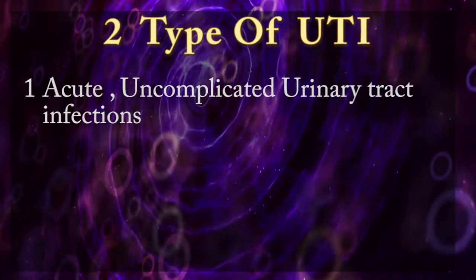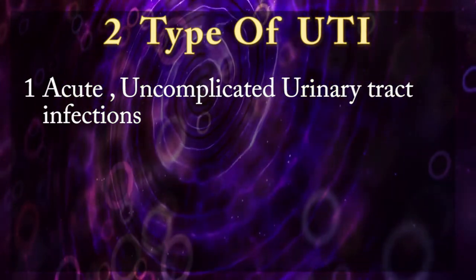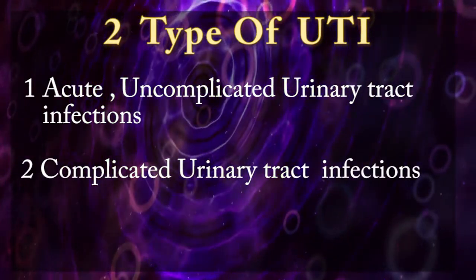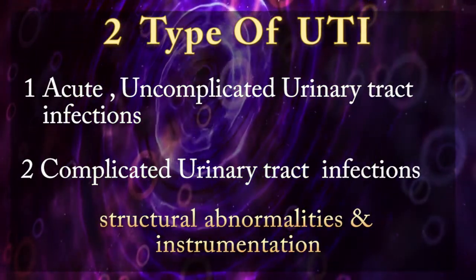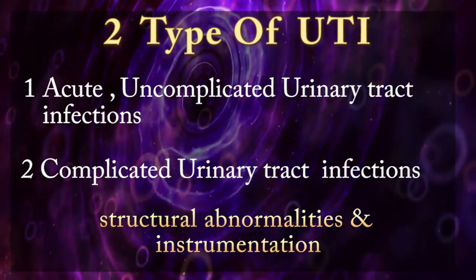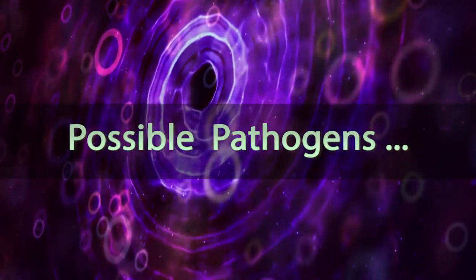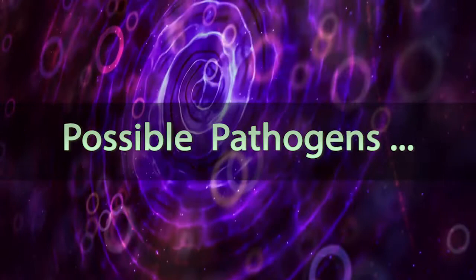They are acute uncomplicated urinary tract infection and complicated urinary tract infections. Complicated urinary tract infection occurs in case of structural abnormalities and instrumentation. Now we are going to consider possible pathogens according to each type of infection.